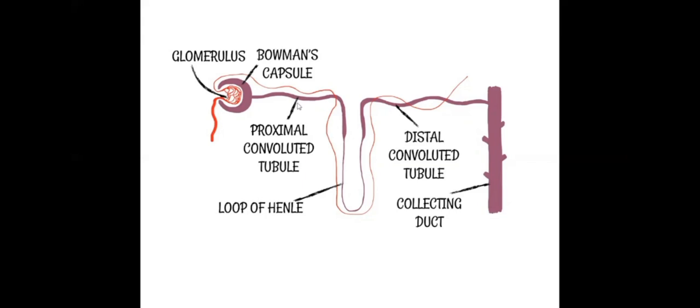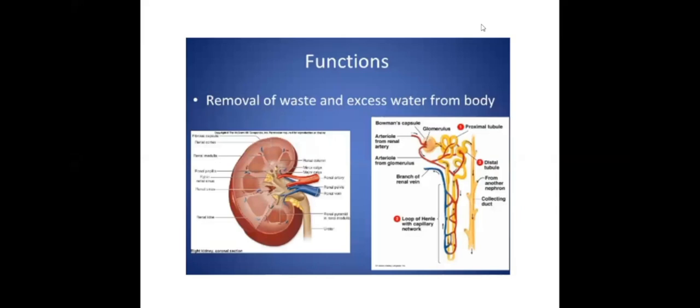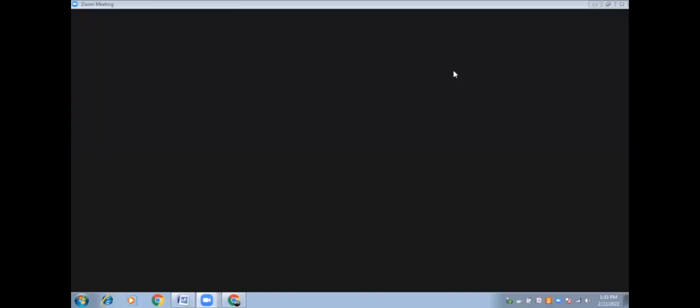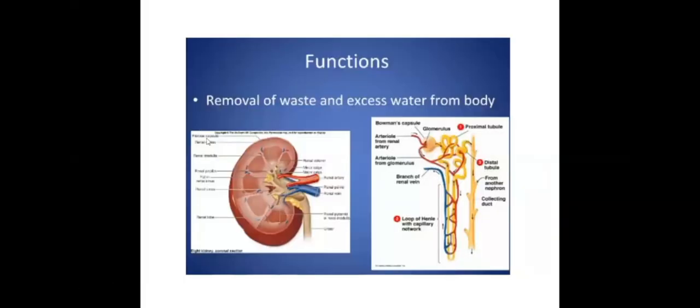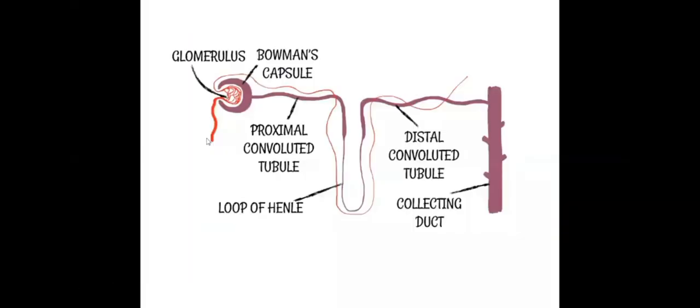This is the PCT, the first part of your nephron, the proximal convoluted tubule. This is the loop of Henle, and this is the DCT, or distal convoluted tubule, and this part is known as the collecting duct. These are the different parts of the nephron: the proximal tubule, the loop of Henle, with its ascending limb and descending limb, the thick limb and the thin loop of Henle, then the distal convoluted tubule and the collecting duct.